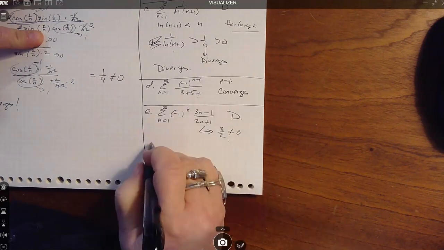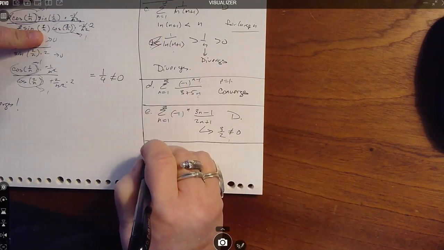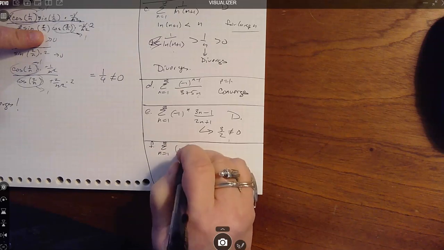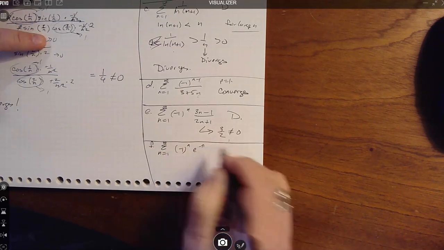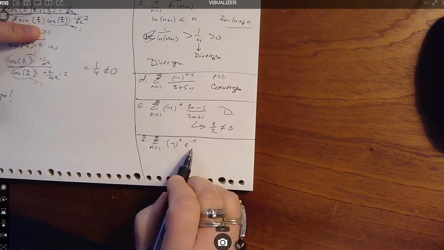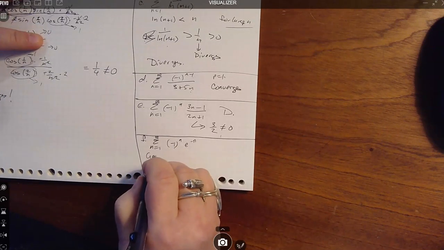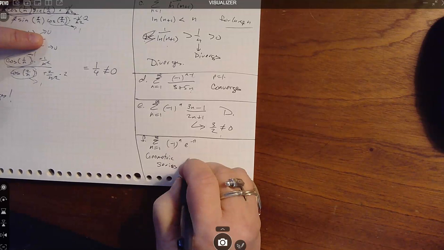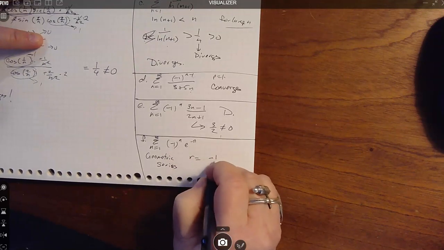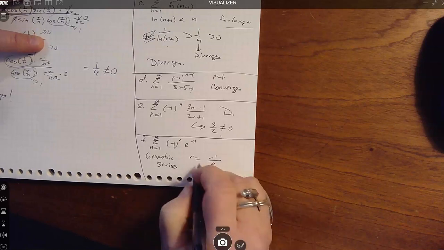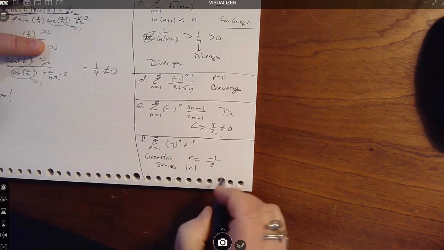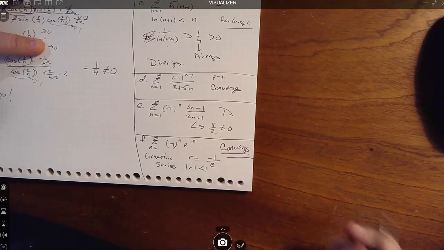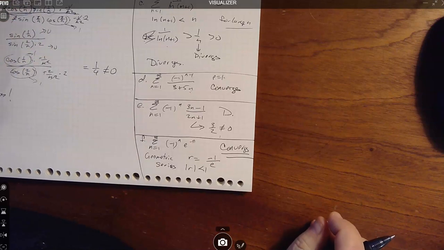Oh, can I fit this last one in here? The summation as n goes from 1 to infinity of (-1)^n times e to the negative n. Well, the terms definitely go to 0. Notice this is a geometric series where my r is equal to -1 over e. And since the absolute value of r is less than 1, this converges. In fact, we have a formula for figuring out what the actual sum is.